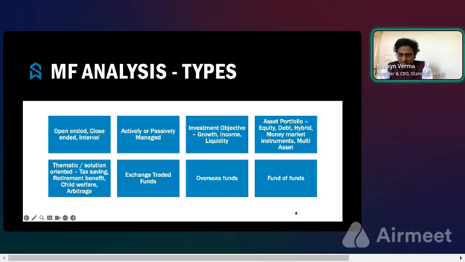Then there are overseas funds. These are the funds which are going to invest in overseas assets, overseas securities, real estate, or other investment modes. And then there are fund of funds. Fund of funds are basically managing different other mutual funds, and they can have a lot of themes.